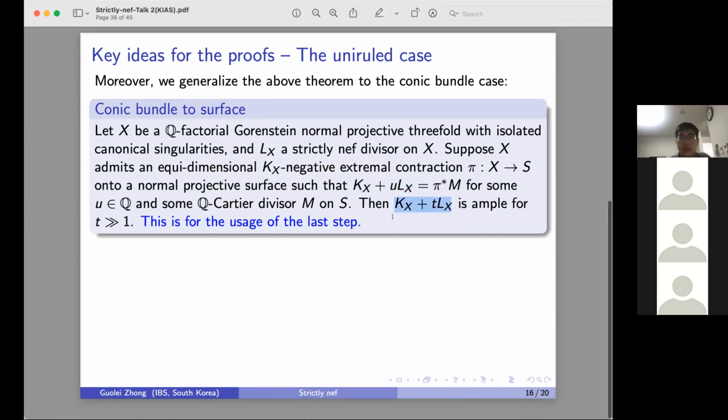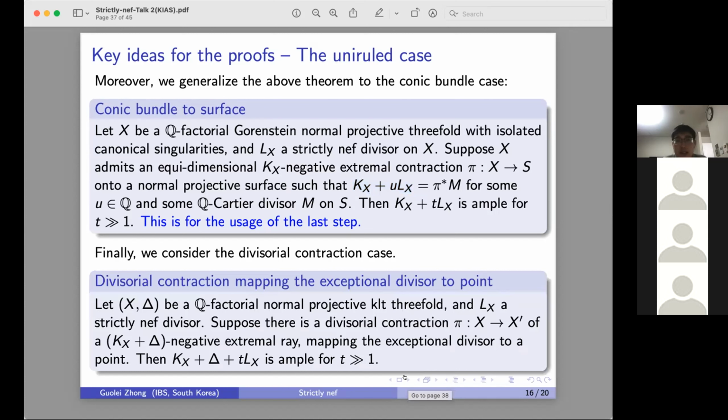So the rho here plays is just something like A Kx plus BLX, the linear combination. It's the pullback from downstairs. Then we show this is numerically effective, and then finally we show this is ample. But now we don't need this theorem here. This is just for the usage of the last step.